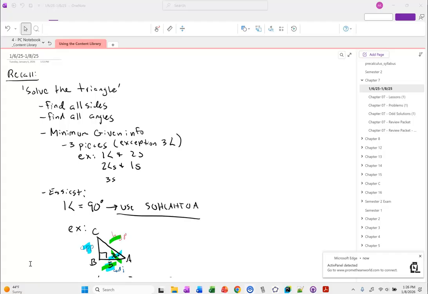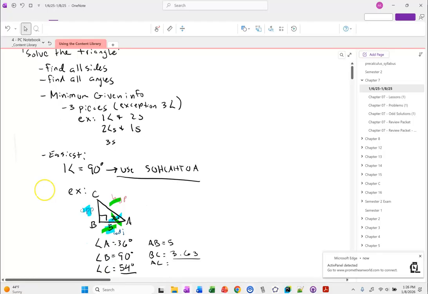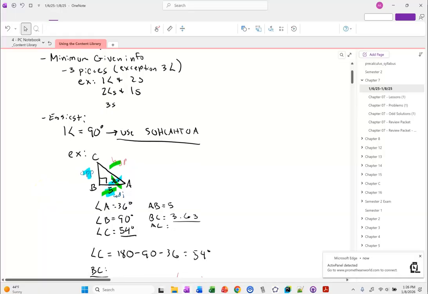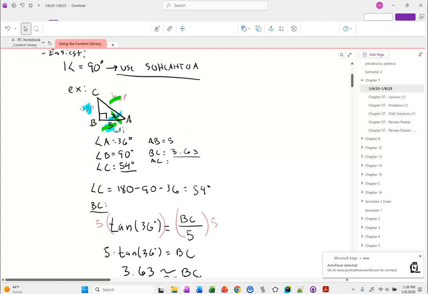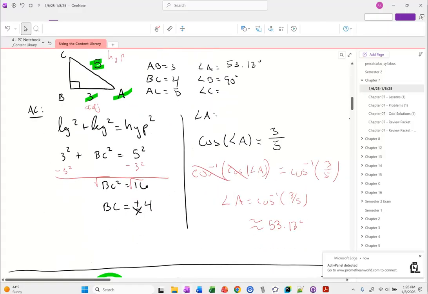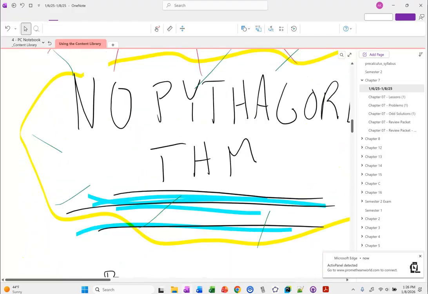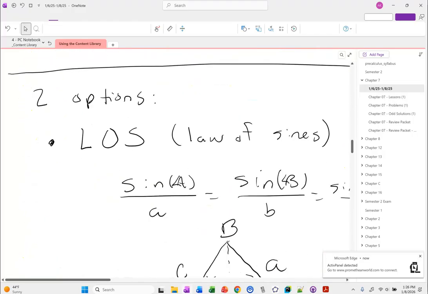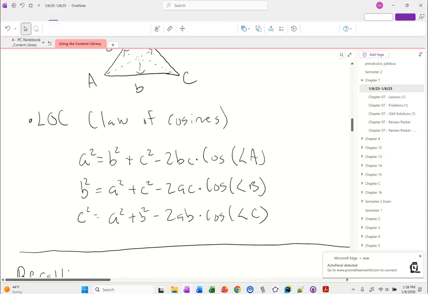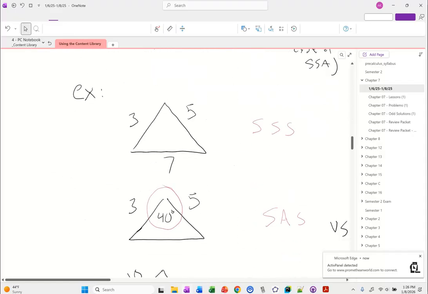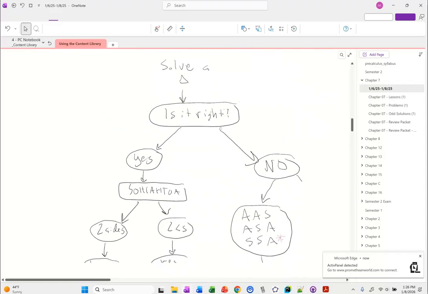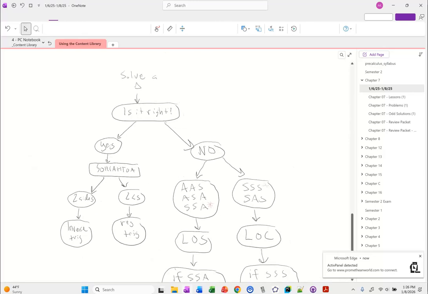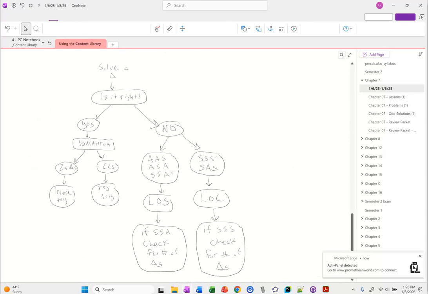Today, we need to finish what we started in section 7.1. So we ended here, right?